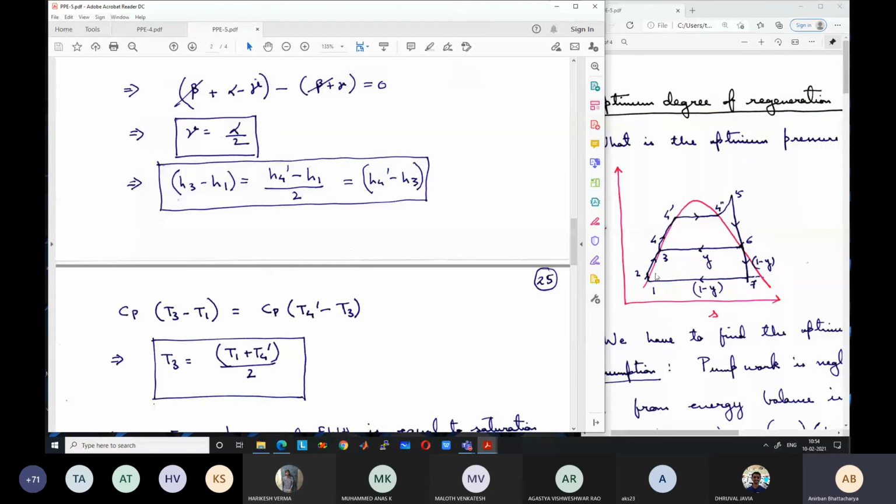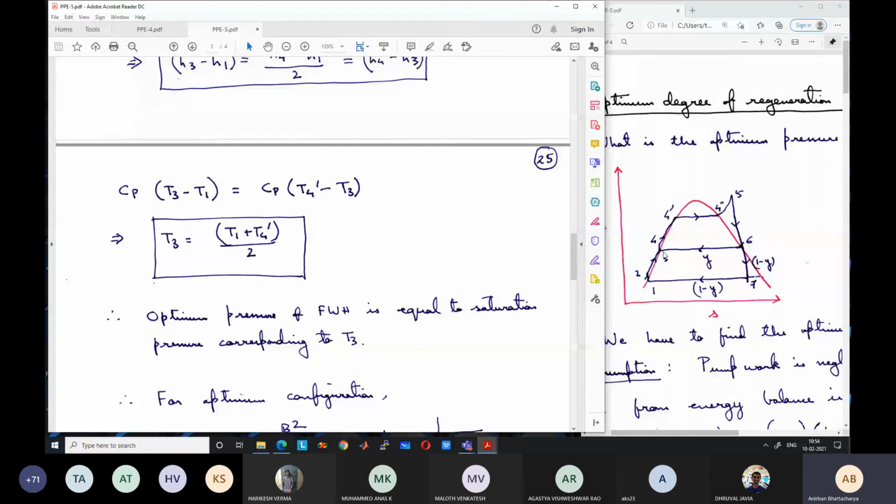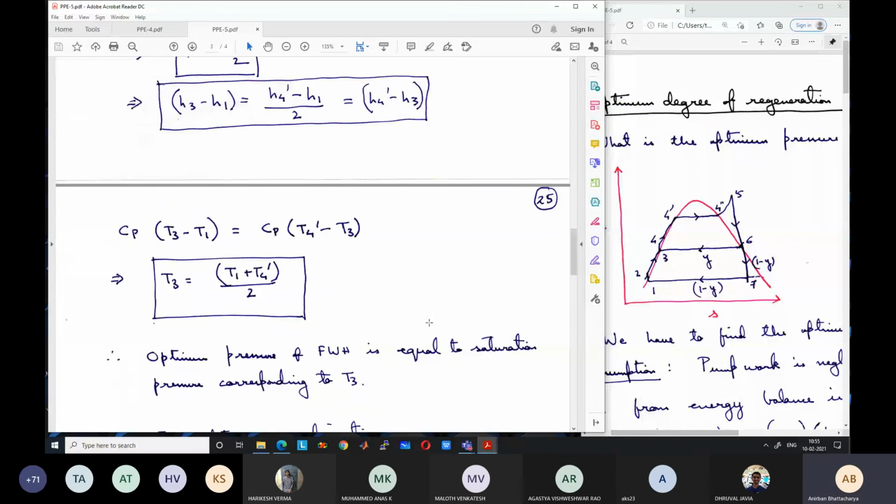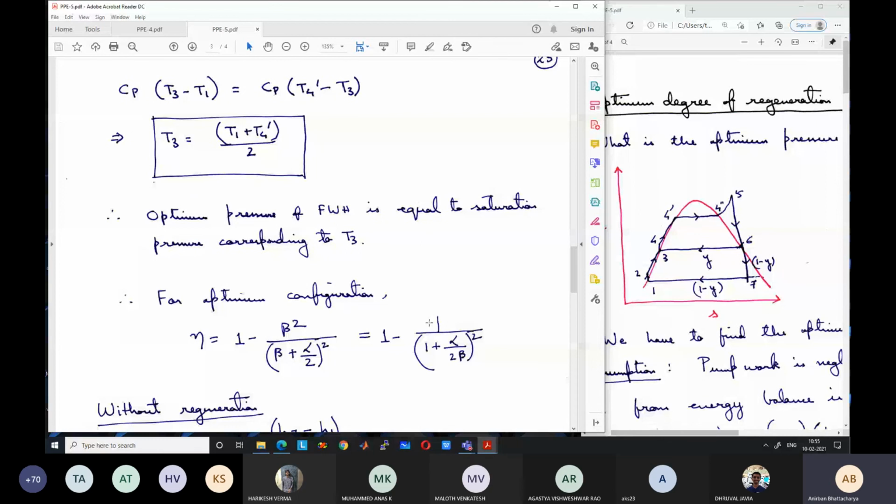So the optimum pressure of the feed water heater is the saturation pressure corresponding to the temperature T3. If we find that the temperature here is 210 degrees centigrade, we have to go to the table and find out what the saturation pressure is for 210 degrees centigrade, and that is the feed water heater pressure. Is it clear to everyone? Please go through the material again.